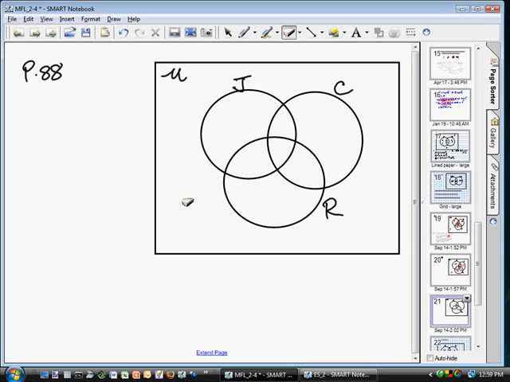And again, sure enough, it's upside down. 3 people that were in the survey liked all 3. So once again, we begin here. Then we work our way up. 5 like rock and jazz. Well, there's already three in there, so now it totals 5.